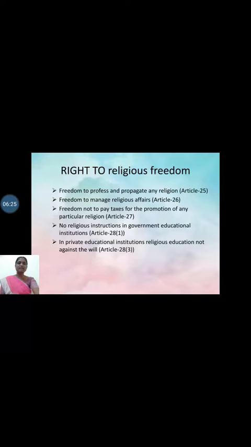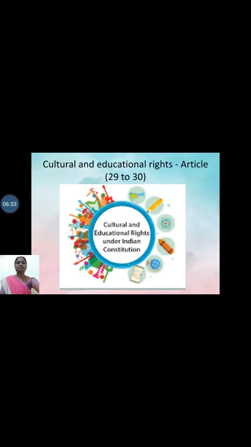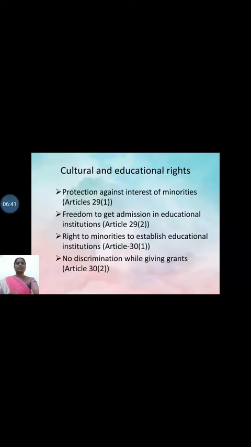As well as in private educational institutions, religious education is not against will. That is described in Article 28(3). Next, cultural and educational rights, that is elaborately discussed in Articles 29 to 30. Protection of interests of minorities is described in Article 29 part 1.